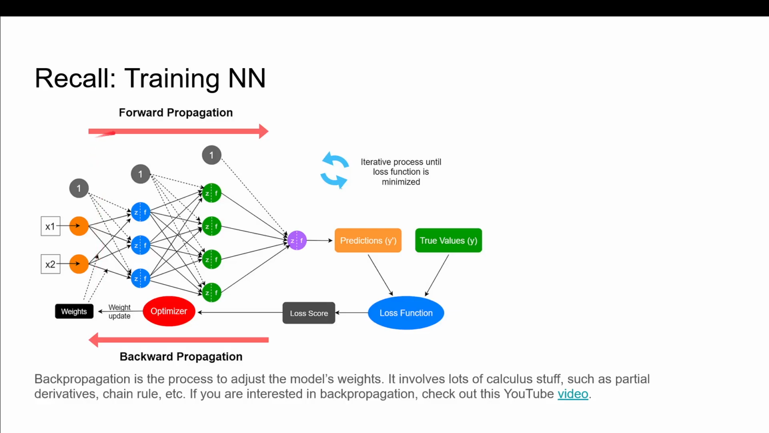After that, you will do this forward propagation again. You get this prediction and compare it to the true values, compute the loss function, and then you will do back propagation again. Back propagation, as I have explained before, is the process to adjust the model's weights. It's very complex and involves a lot of calculus, especially partial derivatives, because we are basically doing gradient descent, the chain rule, and some other calculus.